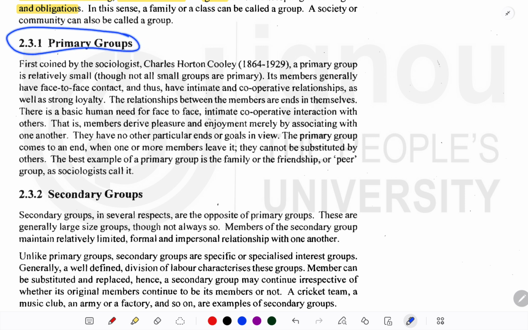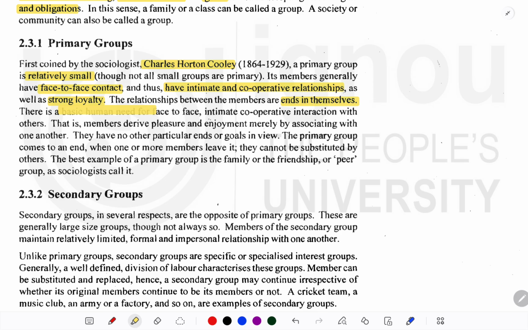Primary groups. First coined by the sociologist C.H. Cooley, a primary group is relatively small, though not all small groups are primary. Its members generally have face to face contact and thus have intimate and cooperative relationships as well as strong loyalty. The relationships between the members are ends in themselves.